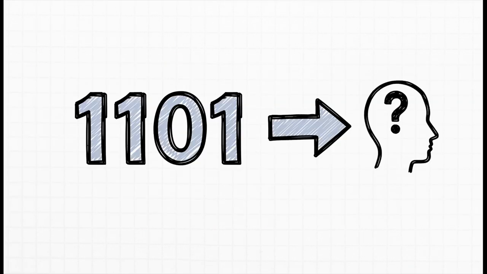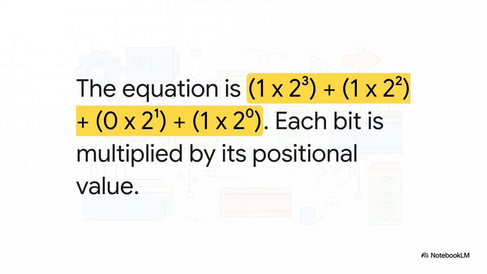Okay, let's make this real. We're going to take the binary number 1101 and translate it back into a number that actually makes sense to us. So here's how we build the equation, piece by piece. Remember, each position has a specific value.